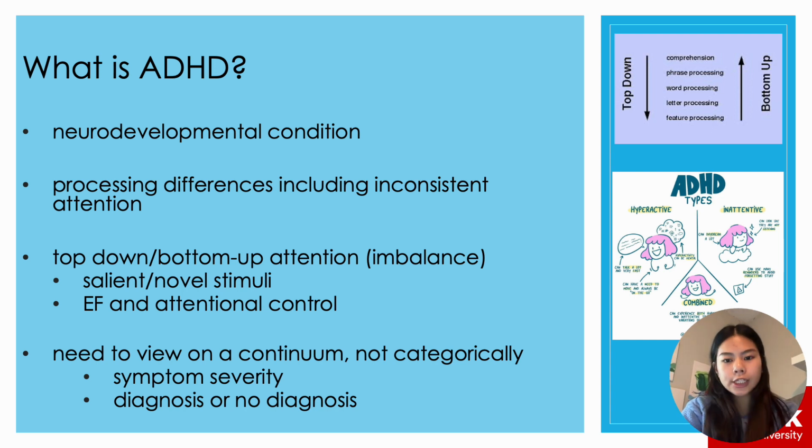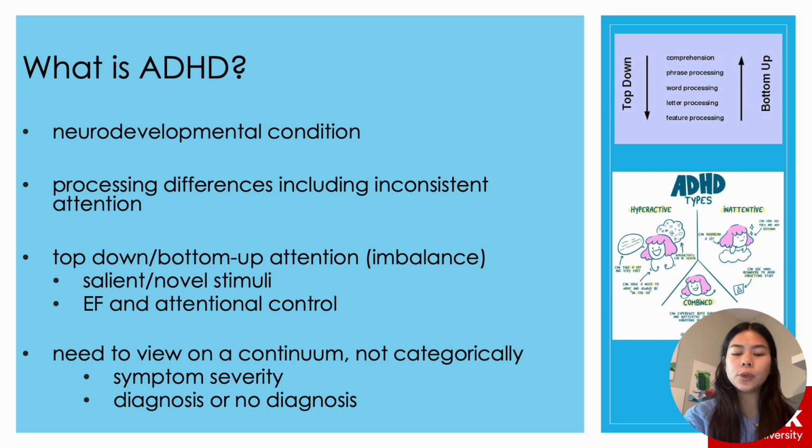Whereas someone without ADHD has a more top-down dominant attention mechanism, which means that they focus their attention on the task-relevant information and the goal of what they should be focusing on. And so there really is an imbalance between top-down and bottom-up attention in someone with ADHD. People with ADHD also have differences in executive functioning and attentional control.